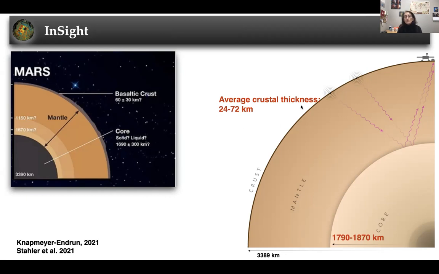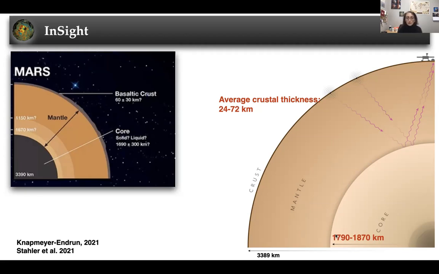Now we have better constraints on the crustal thickness, which is now thought to be between 24 to 72 kilometers. And actually this range is also related to the structure right underneath the InSight lander. We know that the crust has a huge effect on surface waves, but actually all types of seismic waves, which is much more crucial for Mars because there is this crustal thickness dichotomy between the northern and southern hemispheres. But this just gives us an idea about the crustal thickness underneath the lander.